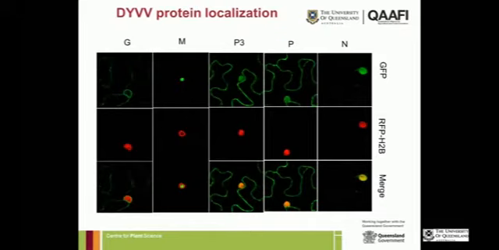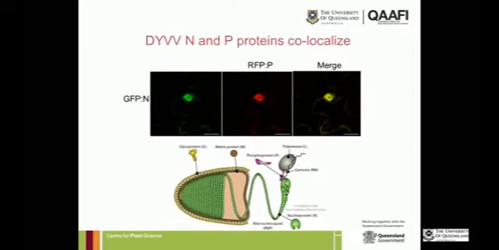The glycoprotein, again, localizes to ER membranes. We've also looked for NP and P co-localization, and this does occur, where we have a green labeled nucleoprotein and a red labeled phosphoprotein, and they co-localize. We haven't done the BiFC experiment for this yet to confirm the interactions.